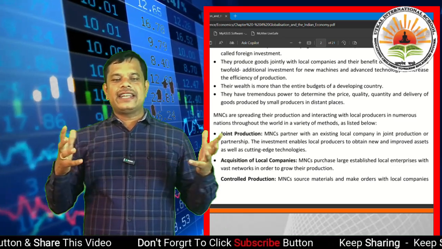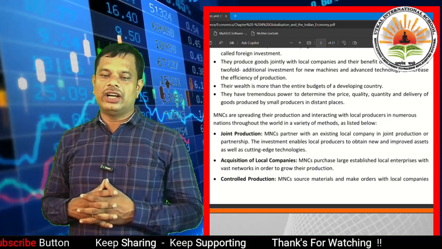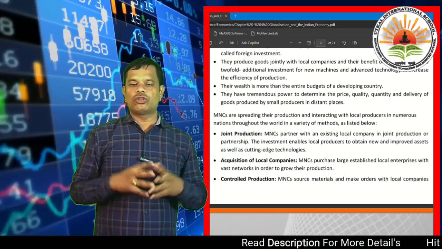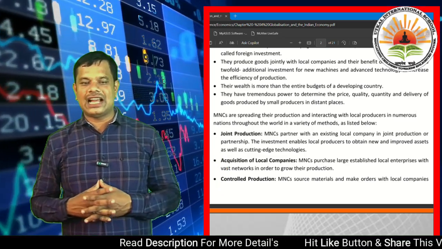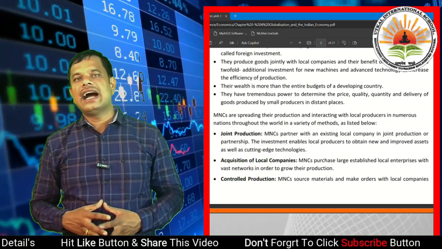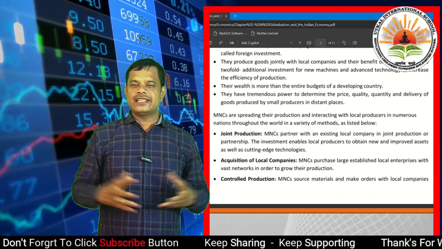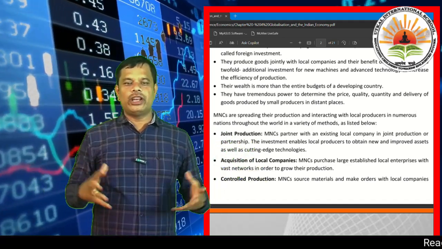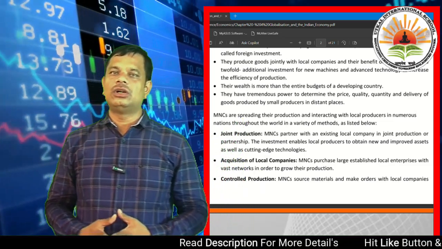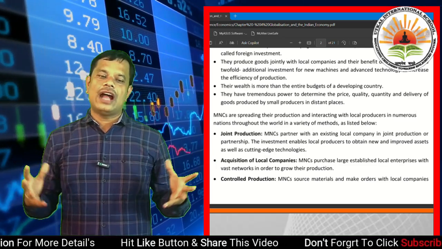Multinational companies are spreading their production and interacting with local producers in numerous nations throughout the world in a variety of methods, as listed below. They spread their projects and business in numerous nations in a variety of methods. So what are the methods we have to discuss here? What are the methods they adopt?